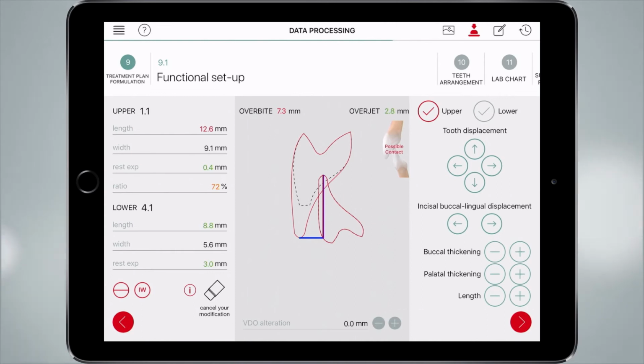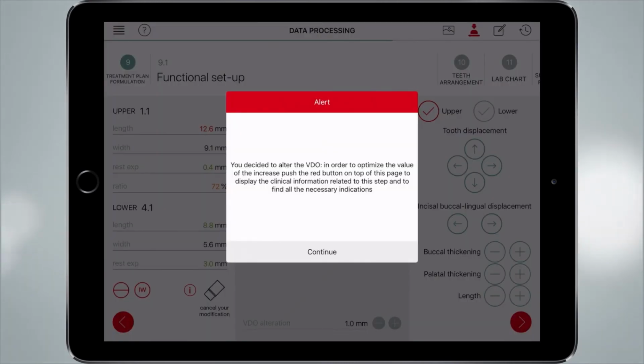We are talking about the full mouth rehabilitation. We are talking about the need, in this case, due to the big and important wear, so in this worn dentition, to increase the vertical dimension. Now, how much you want to increase it? More or less we decide to increase 3.5 millimeter, but before doing that, there is another alert. You decide to alter the VDO.